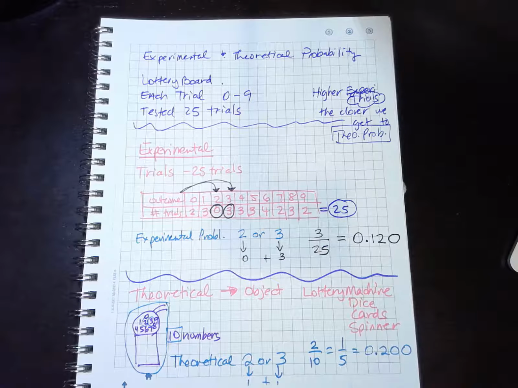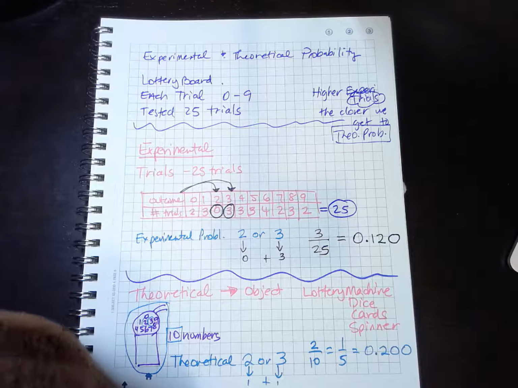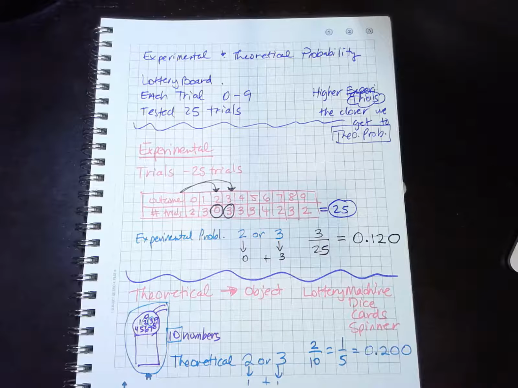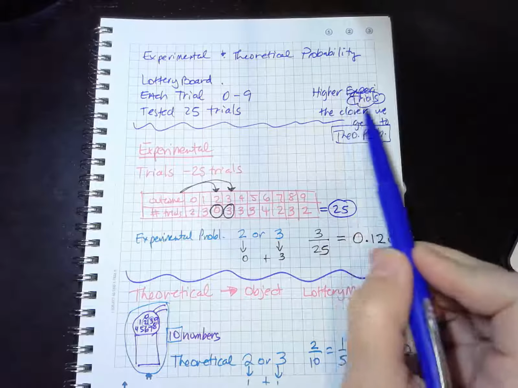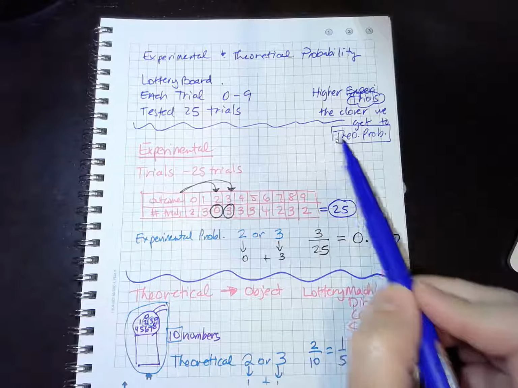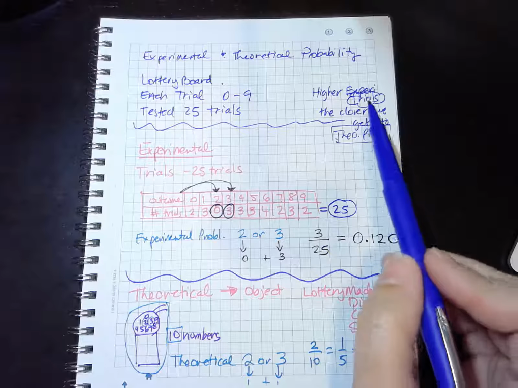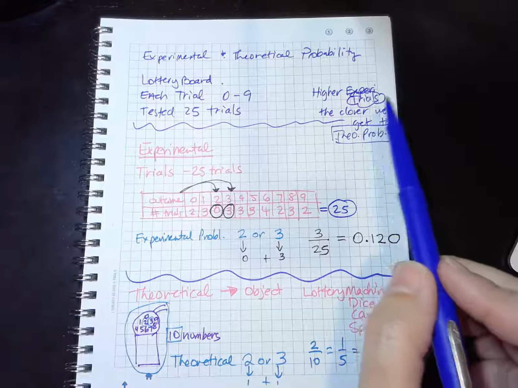So your question said, assuming that the machine is fair, choose the statement that's true. The first one says, as the number of trials increases, we expect the experimental and theoretical probabilities to become closer, though they may not be equal. That was your choice A. And so that's true, because the higher the number of trials we get, the closer we should get to theoretical. So the answer for your C was the first one.